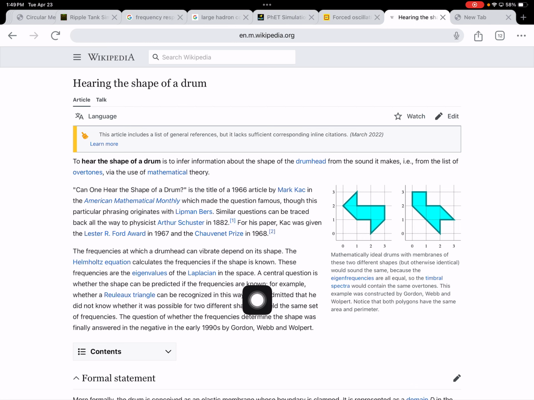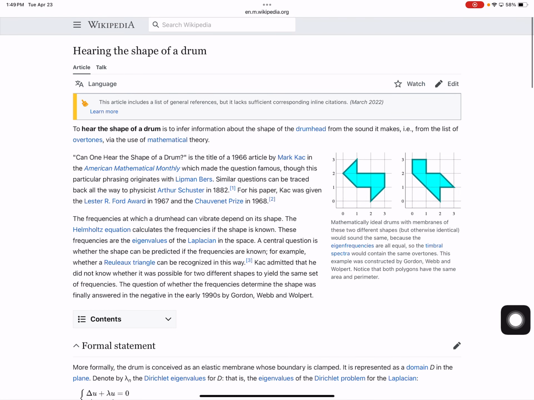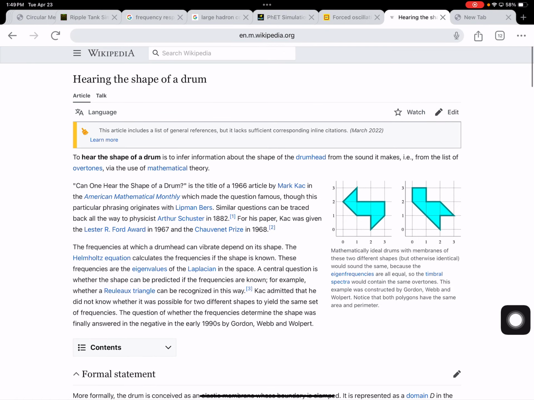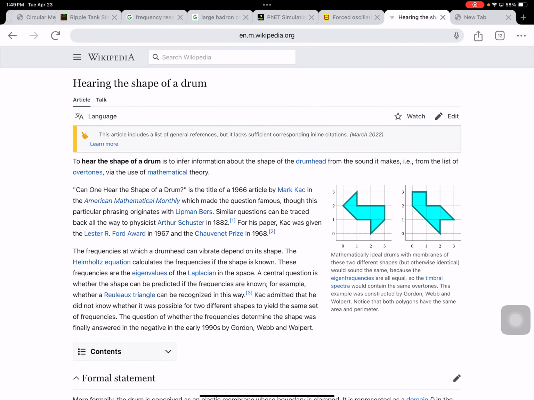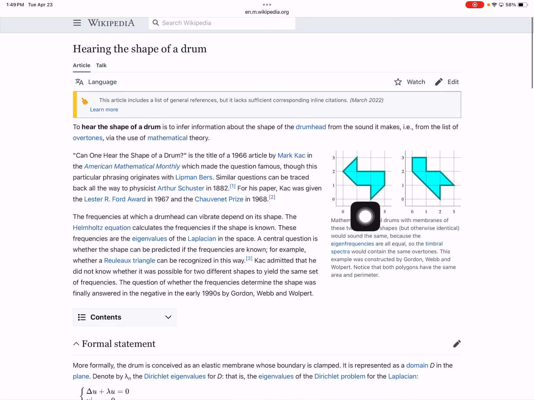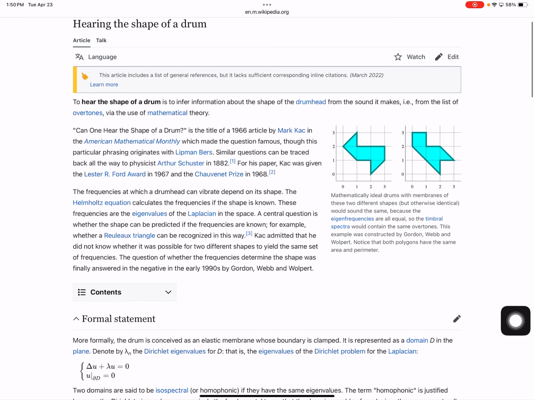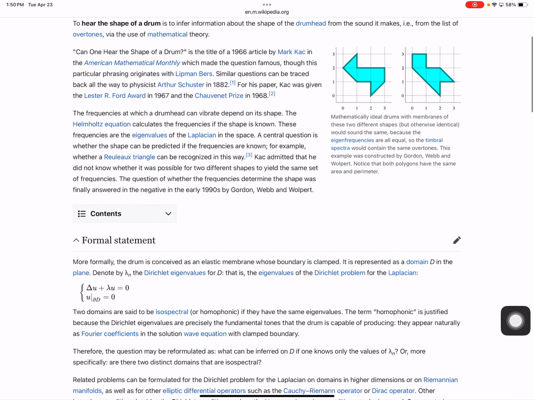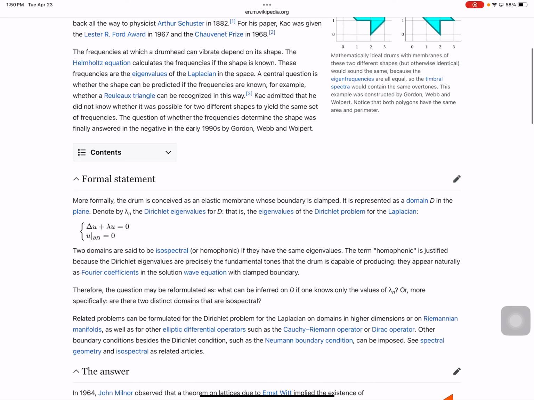So they have the same perimeter, but different shape. So they are isospectral, if they produce the same frequencies.